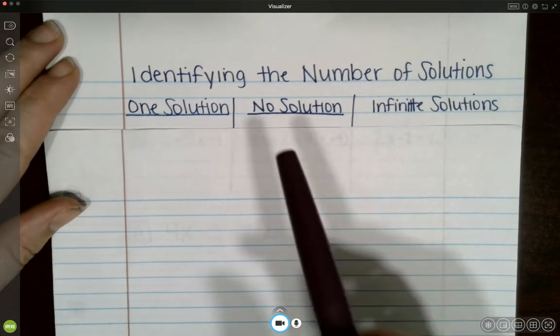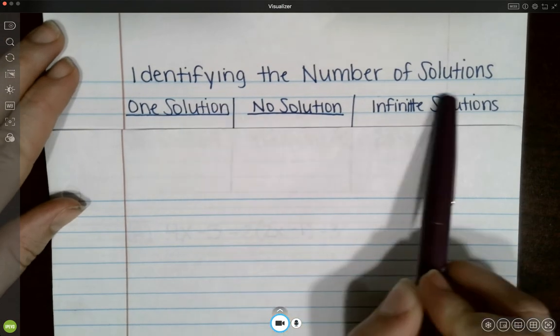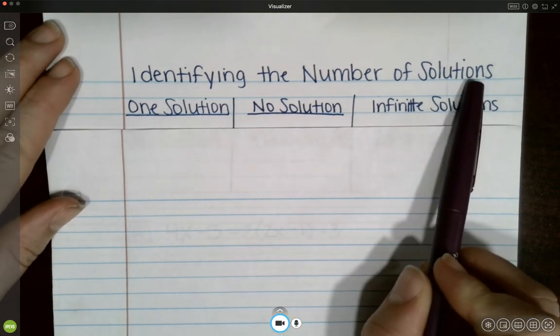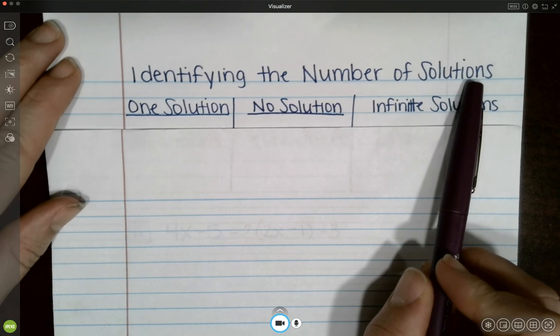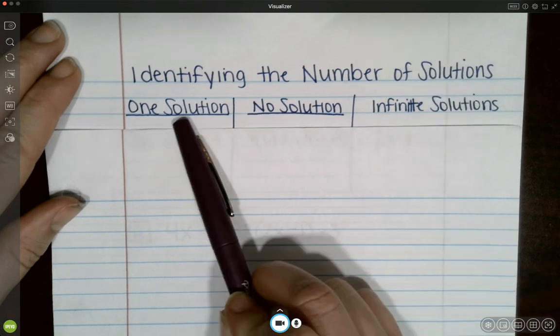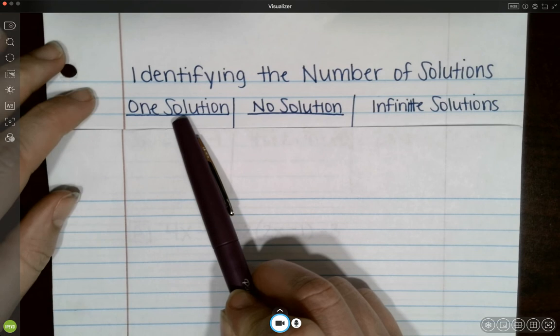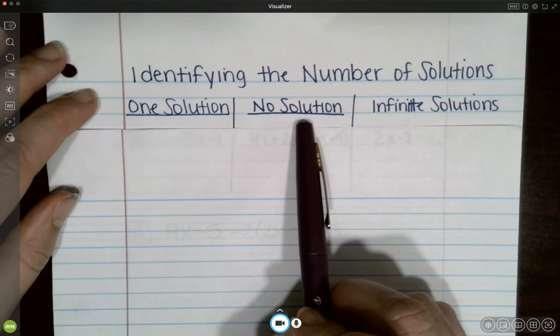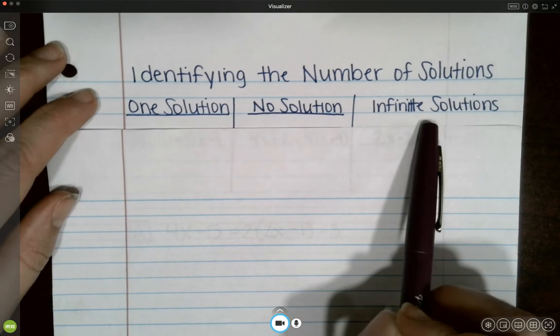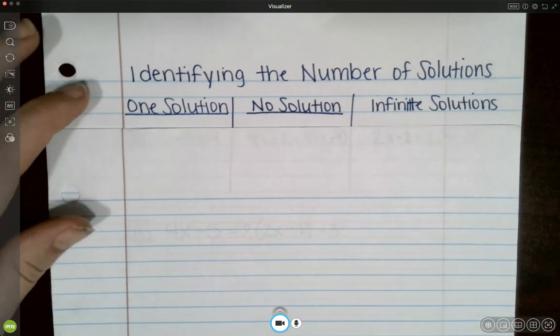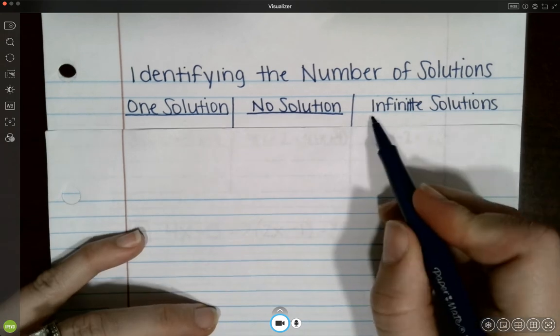In this video, we're going to be taking a look at identifying the number of solutions. We want to know how many solutions, how many answers the equation will produce. There are three options. My equation can have only one answer, where it says x equals, t equals, k equals. There could be no solution, where there is no number that would make it true. Or there are infinite solutions, where any single number that I plug in would work.